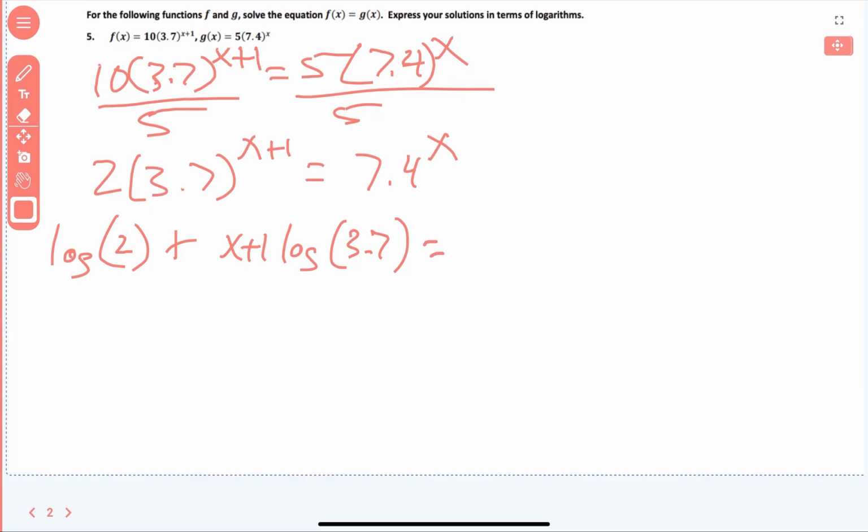So now it's going to be equals what? x log 7.4. And I would probably go ahead and put this one in parentheses just so I don't get really confused with that. Let's see if I did that. Yeah. All right. Now what are we going to do?